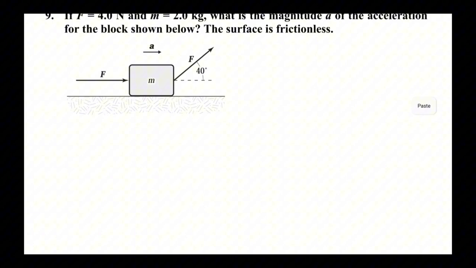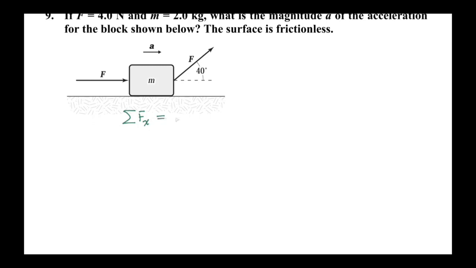If F equal to 4 newtons and M equal to 2 kilograms, what is the magnitude A of the acceleration for the block shown below? The surface is frictionless. Now let's see the situation here. We have an acceleration here and we have F, and this F making 40 degrees. The surface is frictionless.